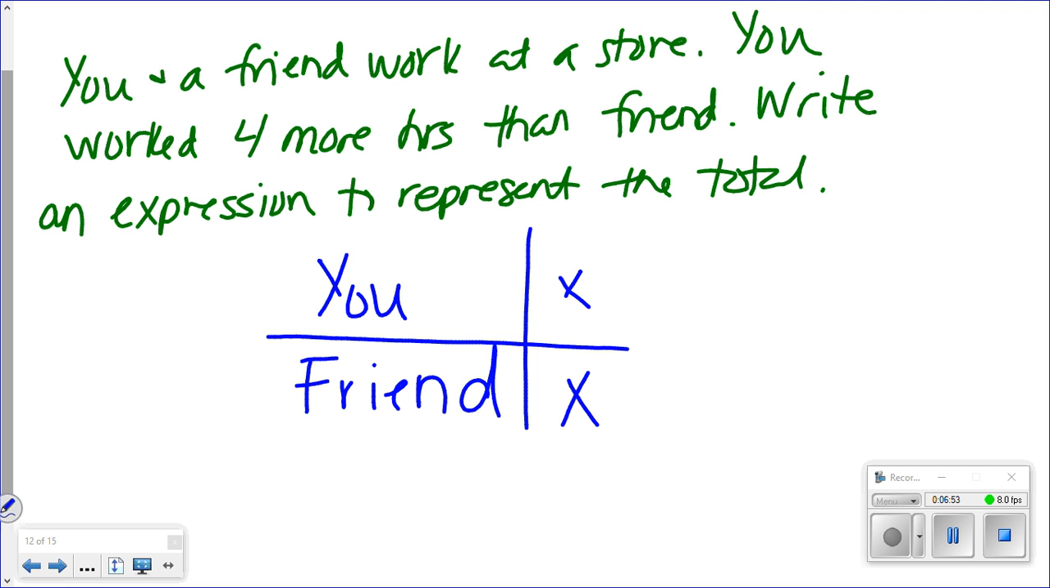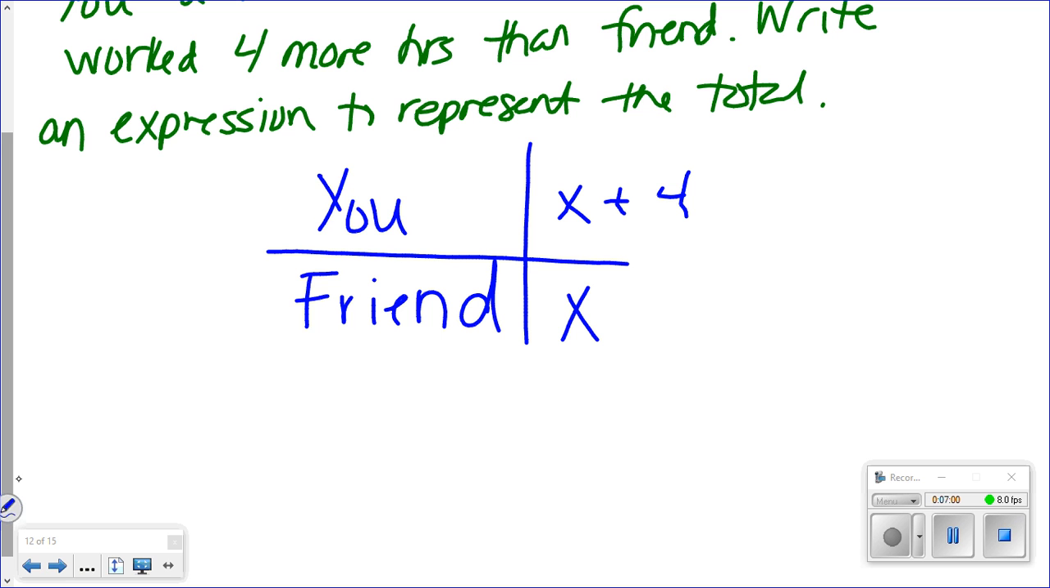4 plus x, or x plus 4. Sure, either way, x plus 4, 4 plus x, because you're going to do what your friend worked plus those 4 more hours. So if we add these together, what's the total? 2x plus 4. 2x plus 4, yep, good job.